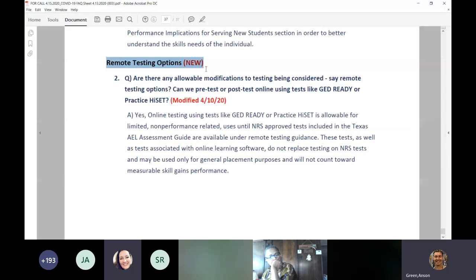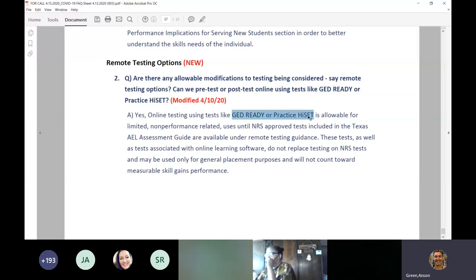Thank you. And so this will be our new area of growth. So start to look for this. But I will say I don't think these tests like the GED Ready and stuff are going to be NRS approved tests. I think the Department of Education is going to lean on the test publishers to just open up remote options for existing tests.